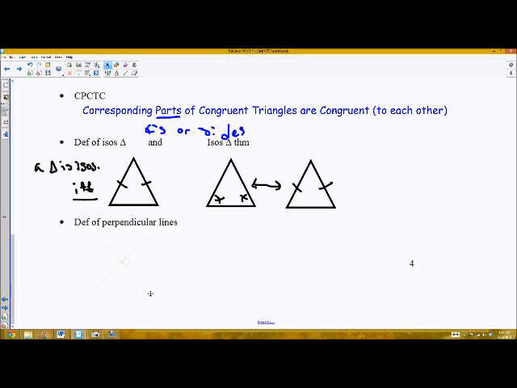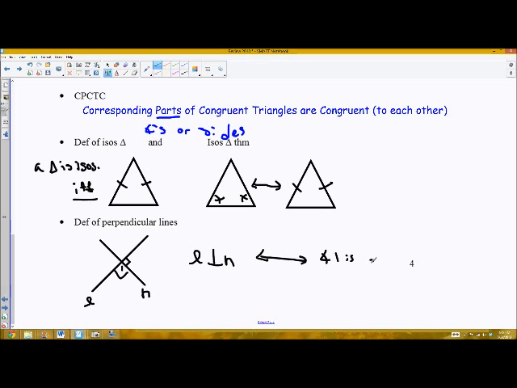Finally, definition of perpendicular lines is that perpendicular lines meet to form right angles. So if you were using this in a proof, let's name these lines. I'll call it line L and line N. Line L is perpendicular to line N if and only if, so another biconditional statement, any of these angles, call this angle 1, is a right angle. Now it's not just that angle, but actually all four of these angles will be right angles if these lines are perpendicular.